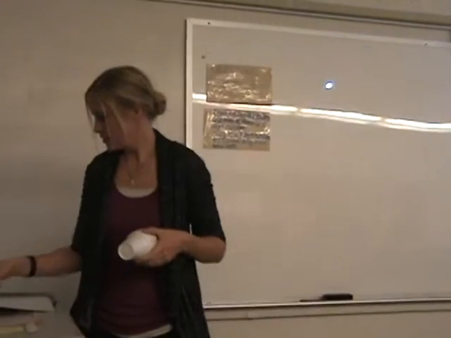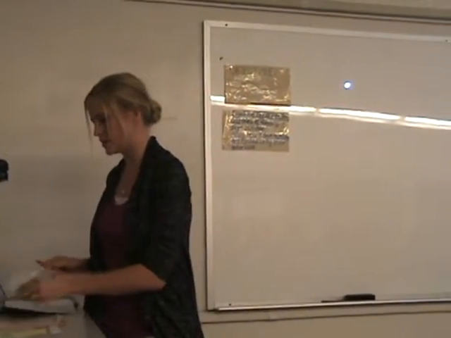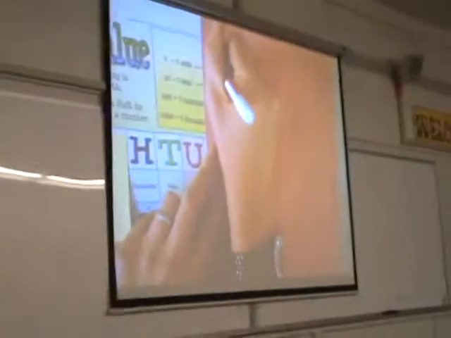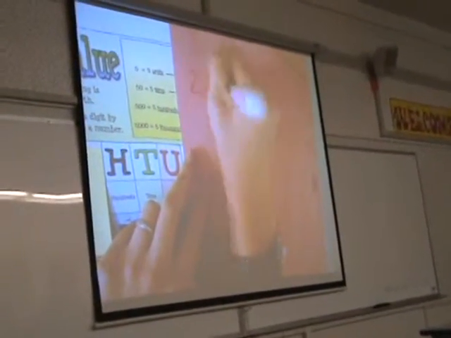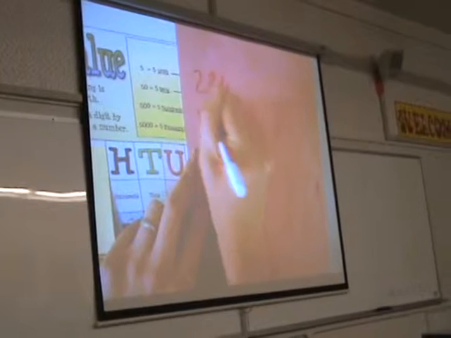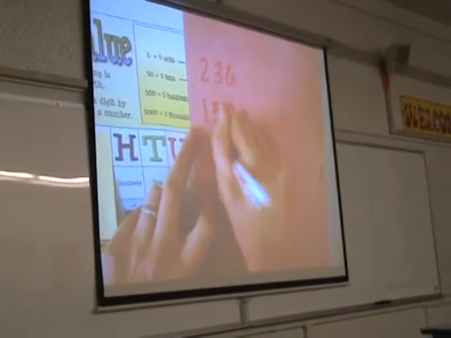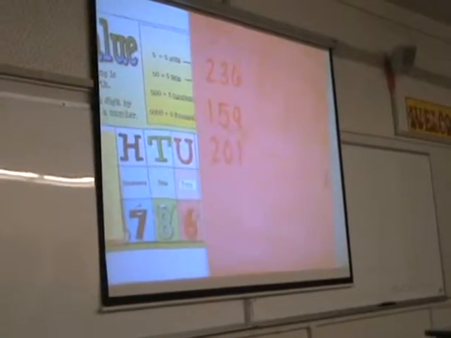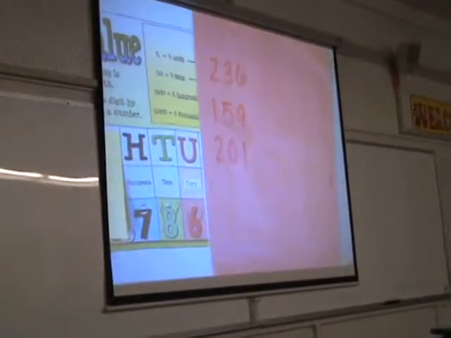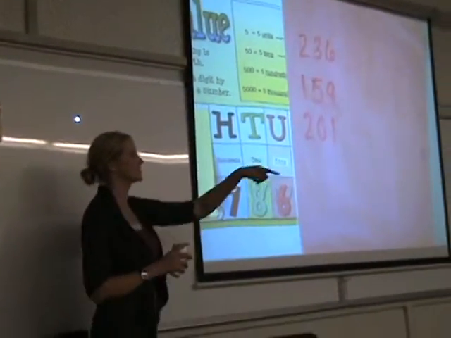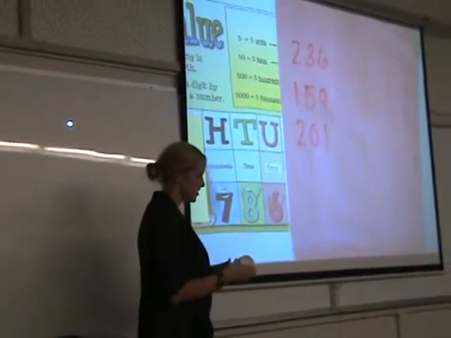I'm going to write the number we're going to practice on here. We're going to practice a few together and then some with our shoulder buddies. Okay. Let's start with the first number. Does anyone want to read the first number for me? What's that? Yes. 236. 236.